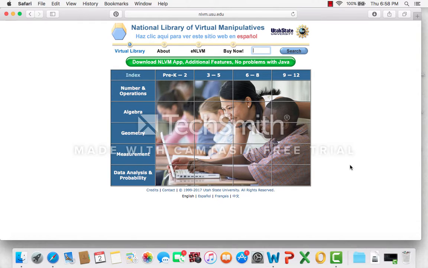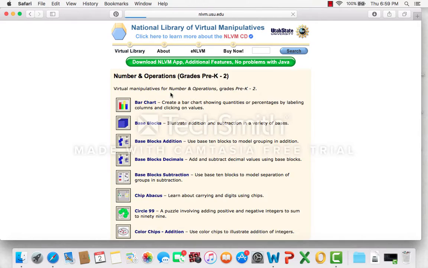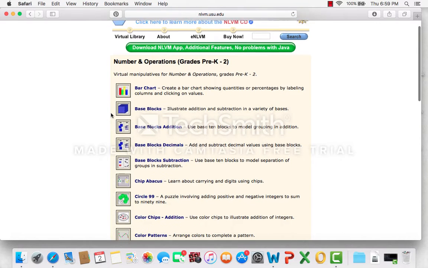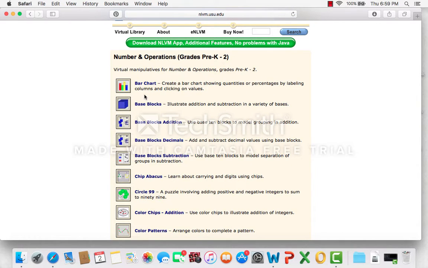What I like about this website is that it is set up by grade level. As you can see right here, it's pre-K to 2, 3rd through 5th, 6th through 8, and 9th through 12th, as well as broken up into the different unit studies found within the math domain. If I click right here, it gives me a variety of different manipulatives that I can use for number and operations if I were to be teaching any grade level between pre-K to 2nd grade.